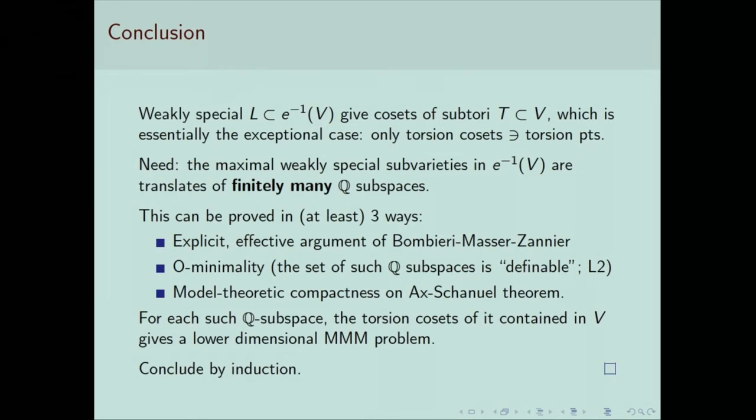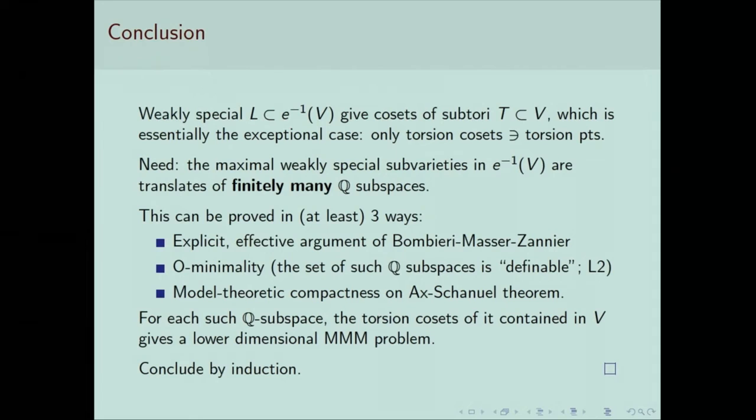we need is a finiteness statement, which is that the weakly special L's that come up, you're given V, the weakly special L's that come up come from finitely many, they're the translates of finitely many subspaces. And there are somehow three ways of proving that. One is a kind of explicit and effective argument that Bombieri, Masser, Zannier give.